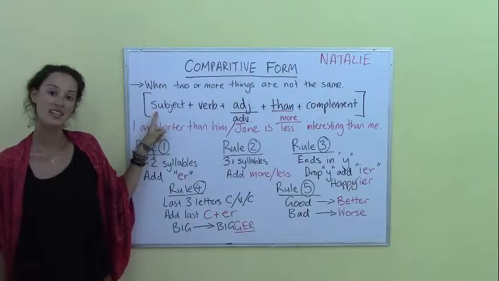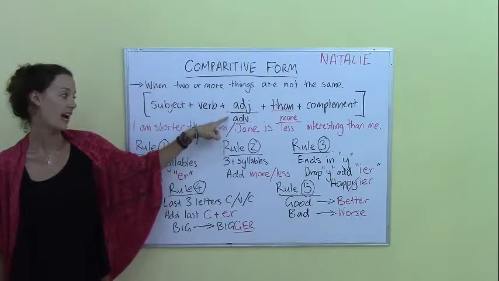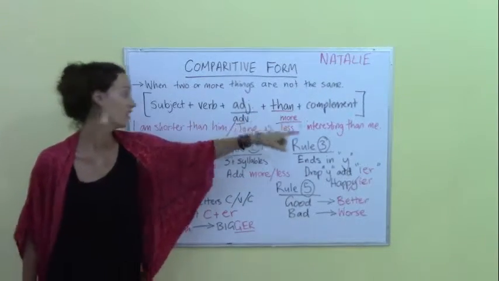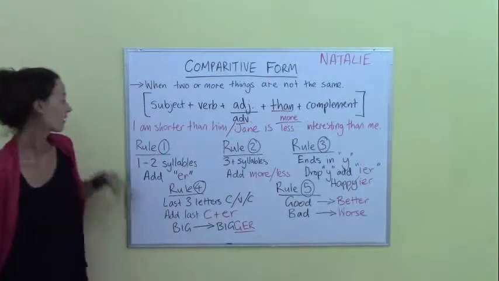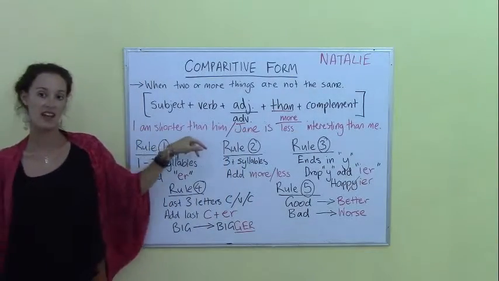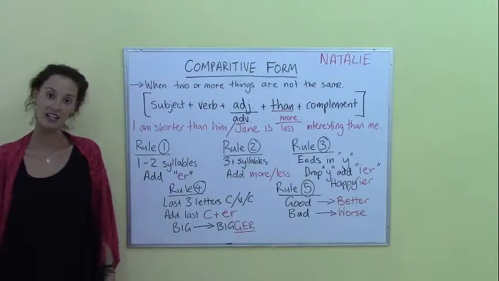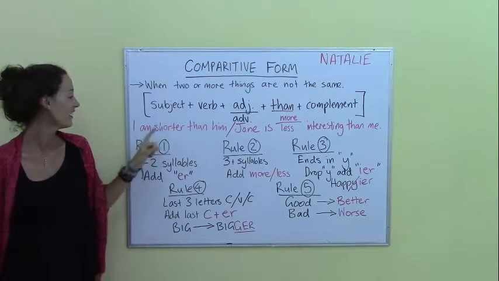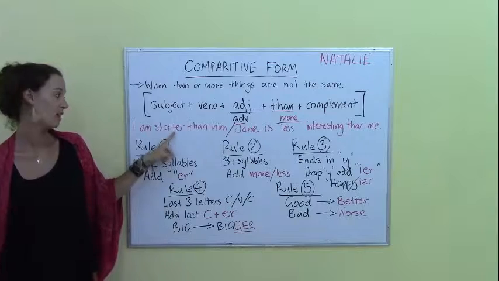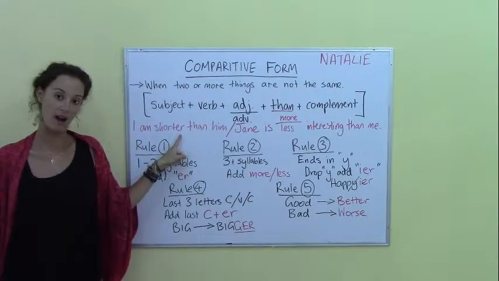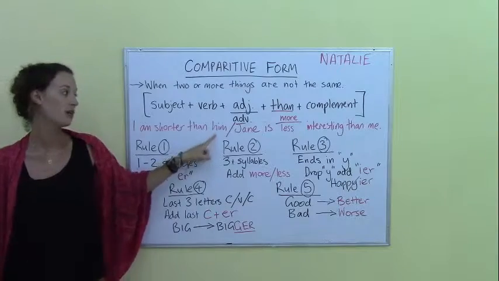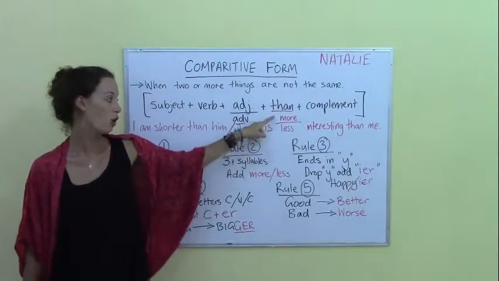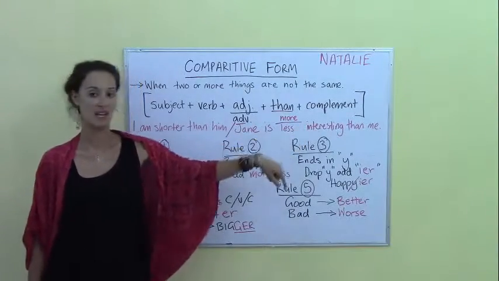You have the subject plus the verb plus the adjective or the adverb in the comparative form, plus than, which is very important, plus the complement. For example, I am shorter than him, which happens to me in most cases. I being the subject, am being the verb to be, short being an adjective, adding er, which makes it in the comparative form, plus the than, plus him, which is the complement. Another example is Jane is more or less interesting than me.